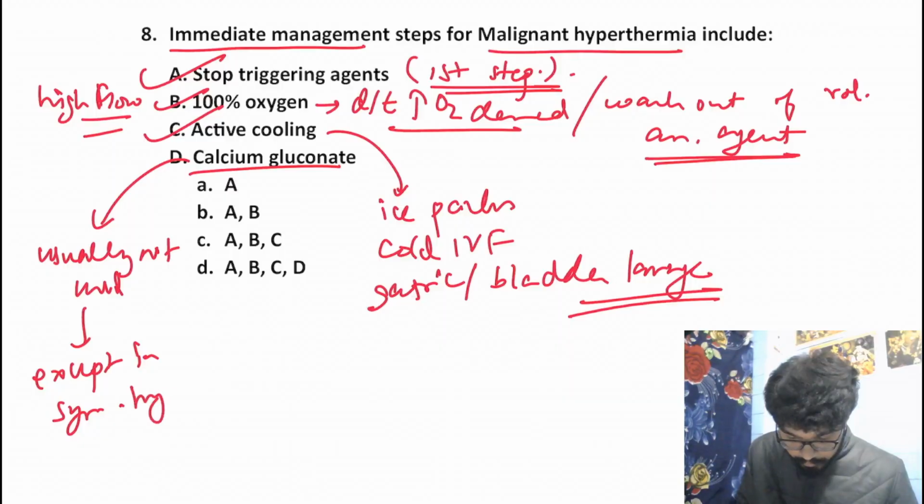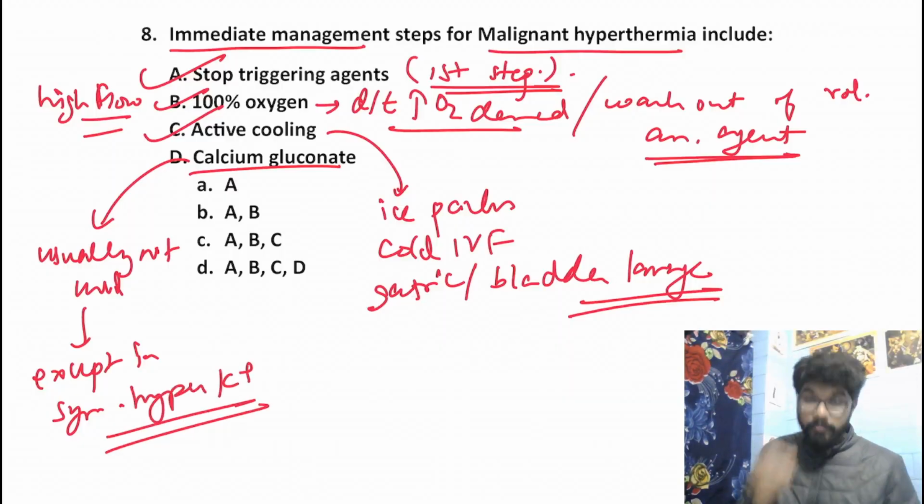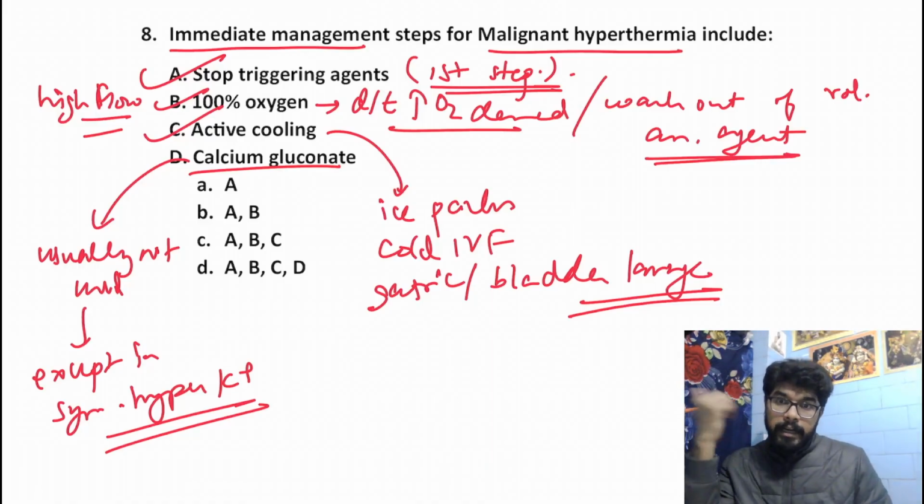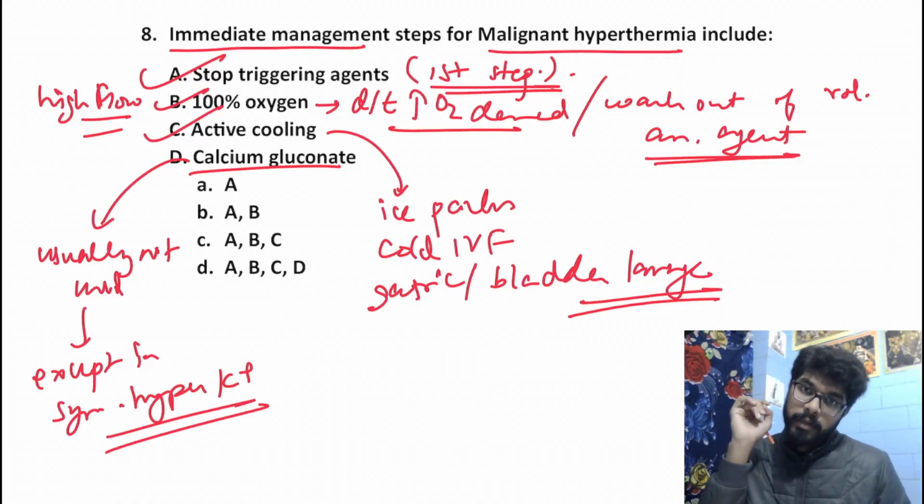symptomatic hyperkalemia. In symptomatic hyperkalemia, we have to use calcium gluconate because in symptomatic hyperkalemia, the patient can die, right? We need to stabilize the heart with calcium gluconate. Okay, so calcium gluconate's indication in malignant hyperthermia is only when it is complicated with symptomatic hyperkalemia.